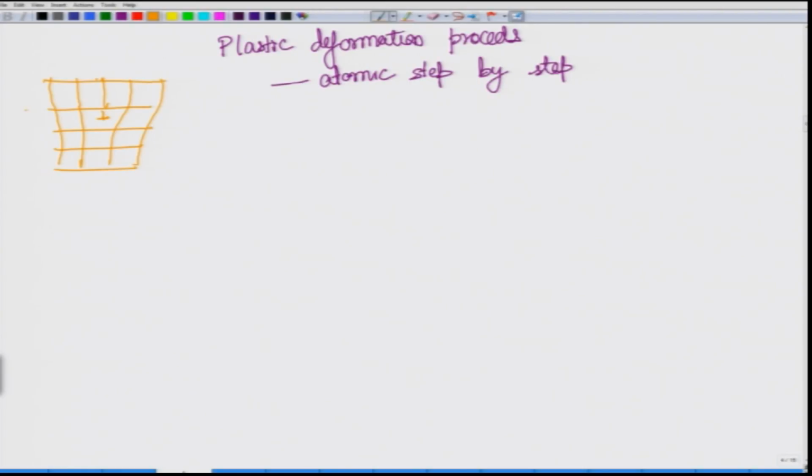Now, how can this actually move? It can move in steps. So, if you apply stress from left to right on the top side, and on the bottom side from right to left, then what will happen? So, what do we see here? That this dislocation in steps has moved from here to the next plane to the last plane, and this is the phenomenon that leads to the deformation.